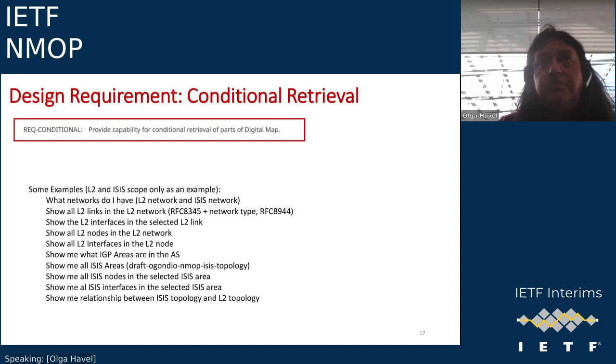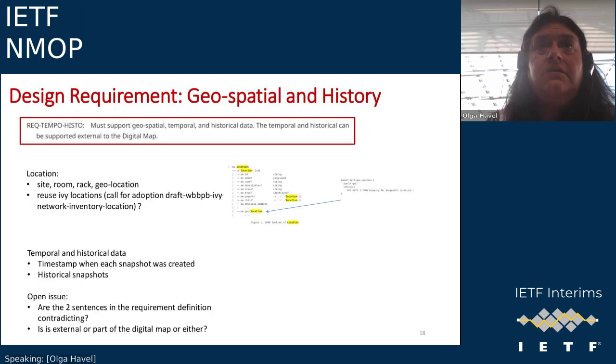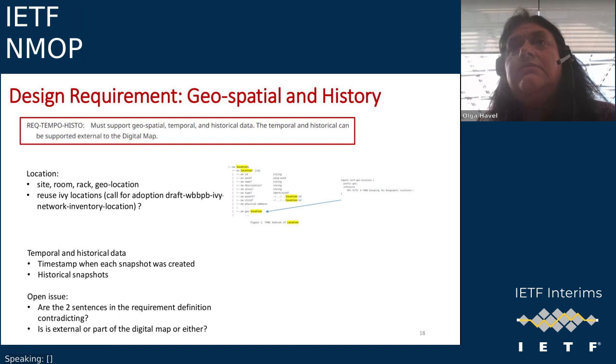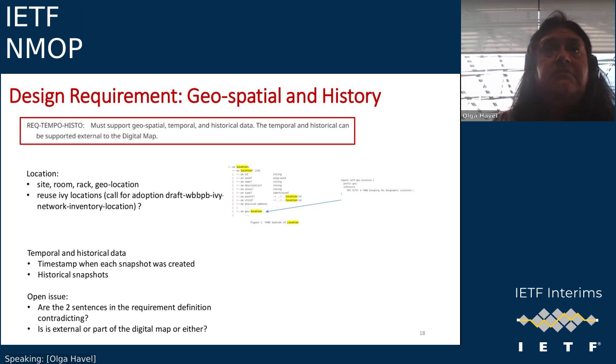This is from the operator, the capability for conditional retrieval of parts of the digital map. These are some examples based on the POC for layer 2 and ISIS scope that was given. This one is geospatial and history. Currently for the location, the model has geolocation there, and it's using RFC 9179, I think, for the geo specs. So the location is currently in the inventory.